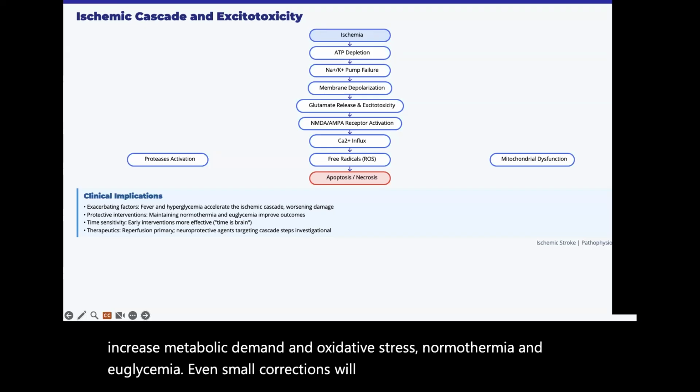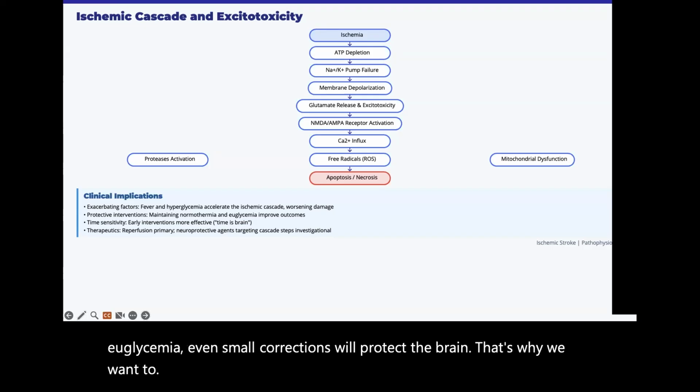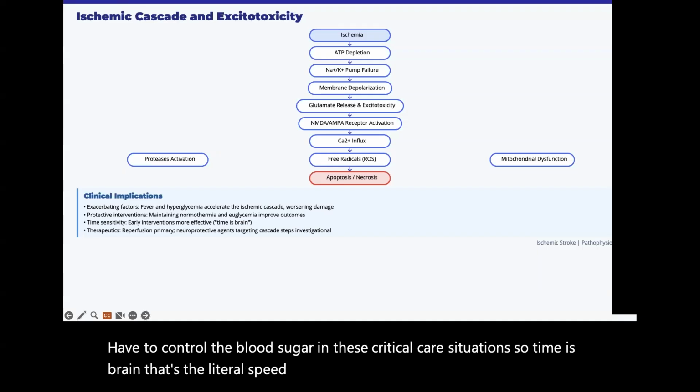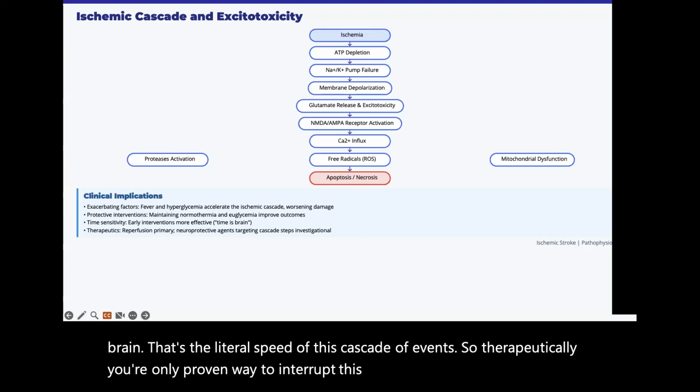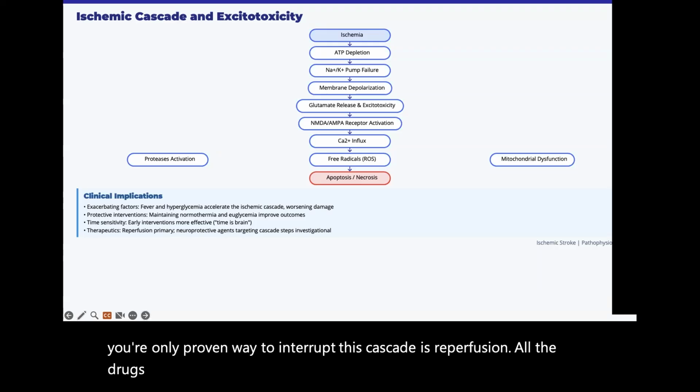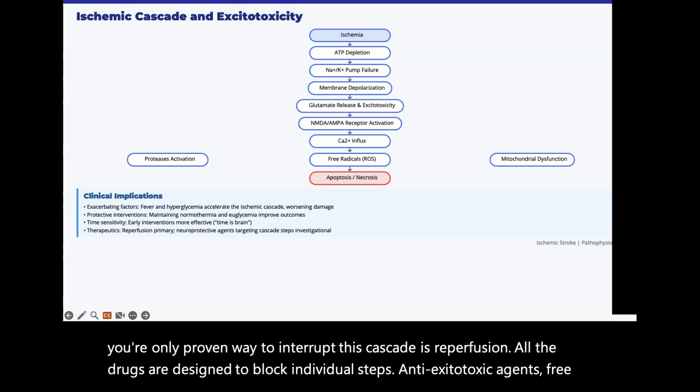That's why we want to control the blood sugar in these critical care situations. So time is brain. That's the literal speed of this cascade of events. Therapeutically, your only proven way to interrupt this cascade is reperfusion. All the drugs are designed to block individual steps. Anti-excitotoxic agents, free radical scavengers, still under investigation.